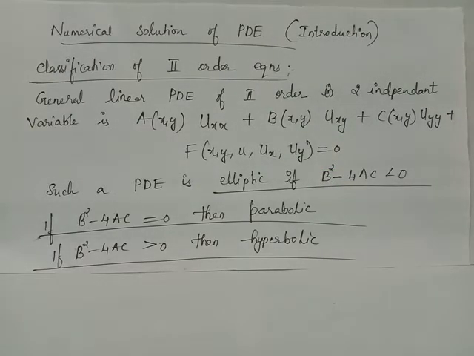In order to classify this second order partial differential equation as elliptic, parabolic or hyperbolic, we will evaluate b square minus 4ac, where b is the coefficient of uxy, a is the coefficient of uxx and c is the coefficient of uyy. If b square minus 4ac is strictly less than 0, we say that the partial differential equation is elliptic. If b square minus 4ac equals 0, we classify it as parabolic. If b square minus 4ac is strictly greater than 0, the PDE is classified as hyperbolic.